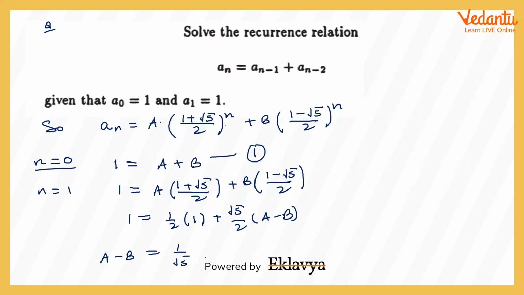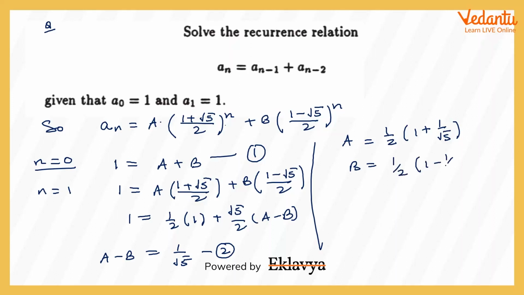Let me check if this is correct or not. Yes, so this will be 1 by root 5. That is my equation number 2. So solving 1 and 2, we will get a to be equal to 1 by 2 into 1 plus 1 upon root 5, and b will be 1 upon 2 into 1 minus 1 upon root 5. We can write this as root 5 plus 1 by 2 root 5 also. Here will be plus, and this will be equal to root 5 minus 1 upon 2 root 5.